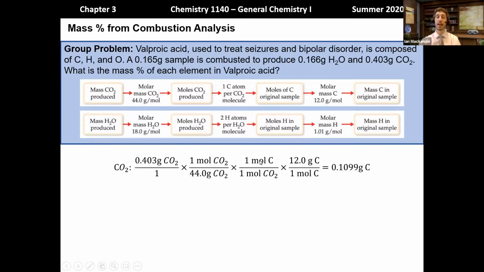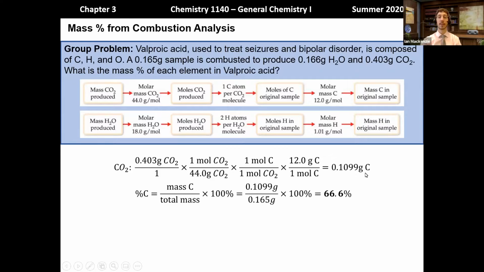And then I can convert from moles of carbon back to mass of carbon by multiplying by the molar mass of carbon, or the atomic weight of carbon, just 12.0 or 12.01. If I multiply all of this through, then I can come out with a mass of carbon in the original sample. I can determine the mass percent simply by taking this mass and dividing it by the original mass and multiplying by 100%. So I come out with 66.6% carbon in valproic acid.